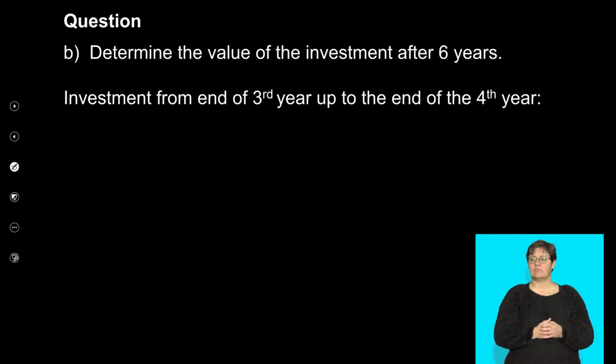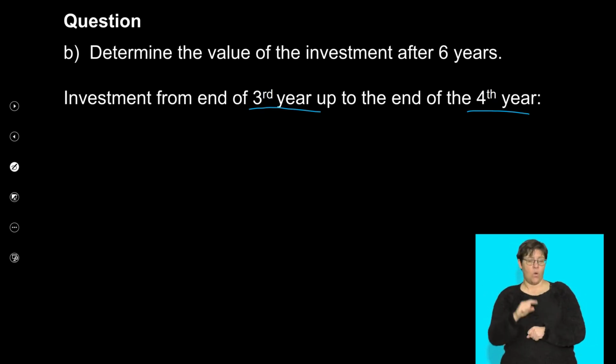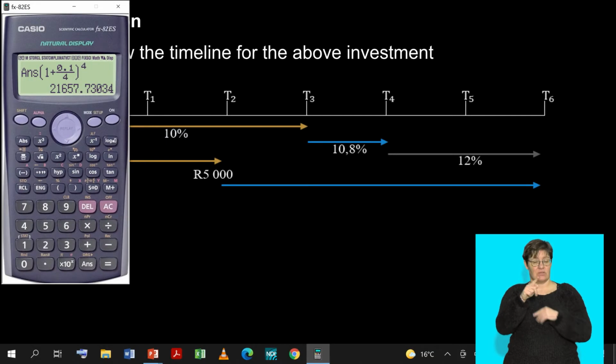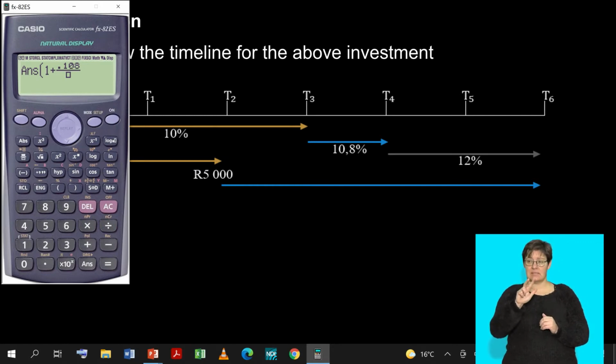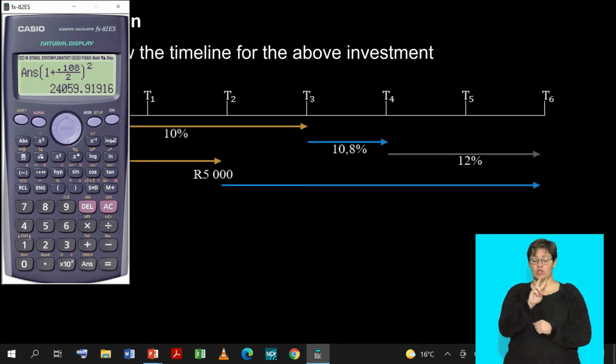Now, we need to look at from the 3rd year to the 4th year, because remember the interest changed to 10.8% in that year. So it's still the same amount. Nothing changes with the amount that we have here. So it will just be answer into (1 + 0.108 divided by 2), because it was semi-annually, right? And then to the exponent of 2 multiplied by 1, which is just 2. Just remember that this is for semi-annually. And then the answer for this will be 24,059 rands and a couple of cents after that, right?